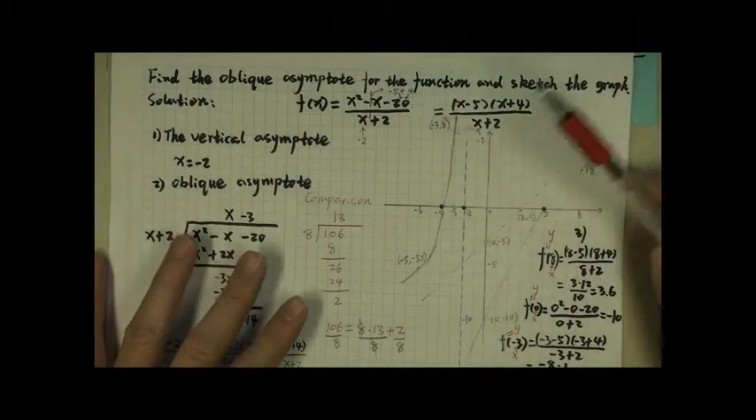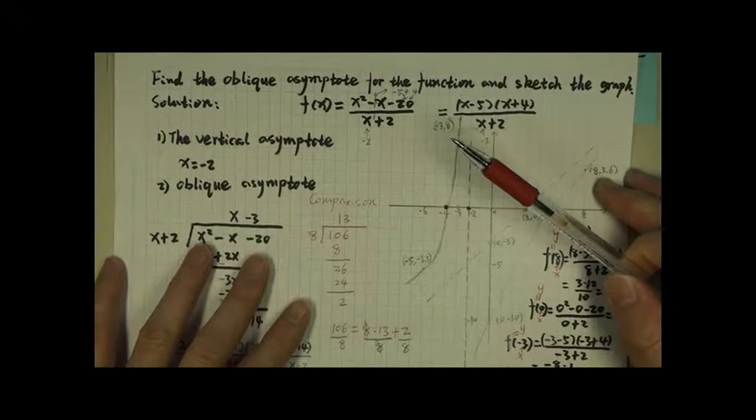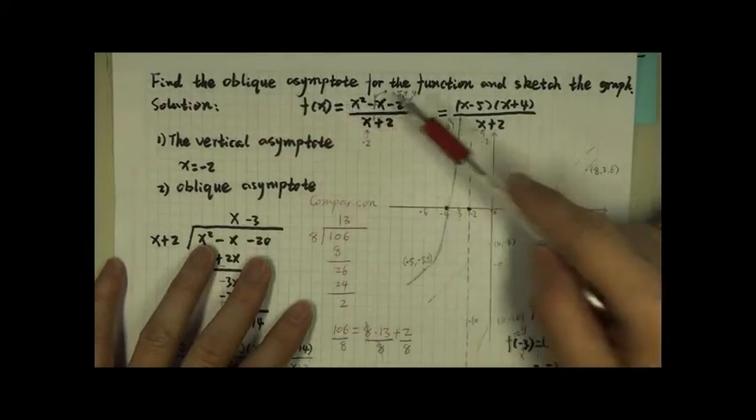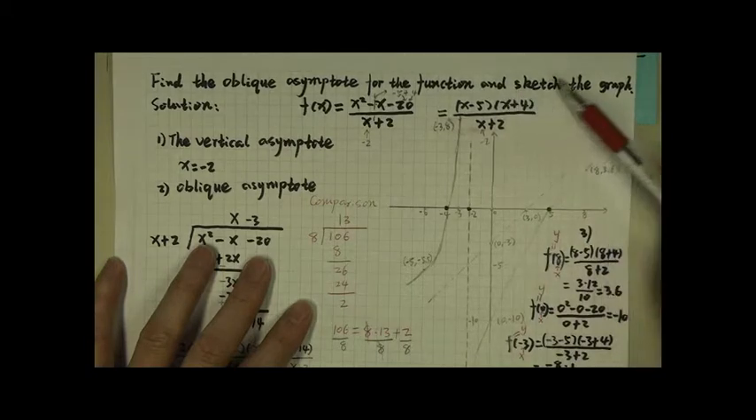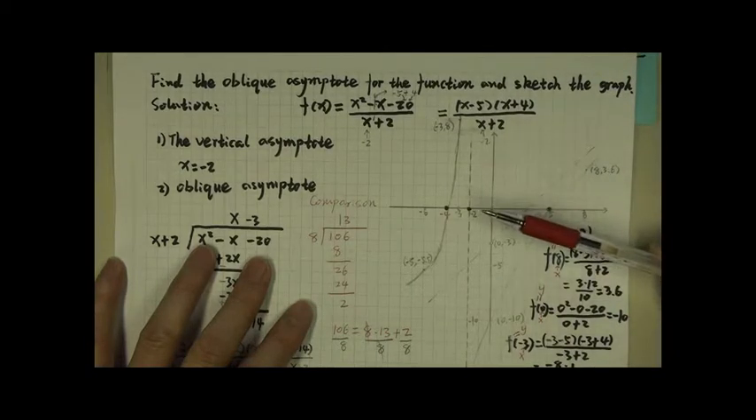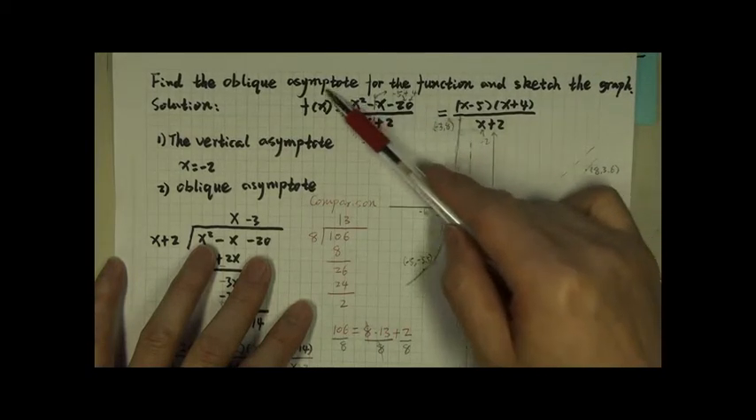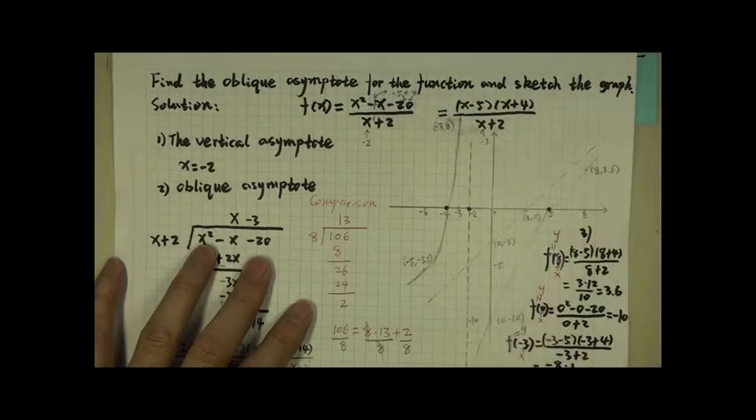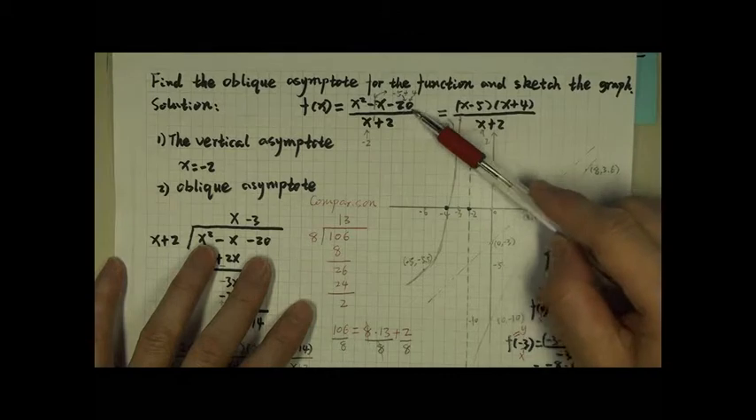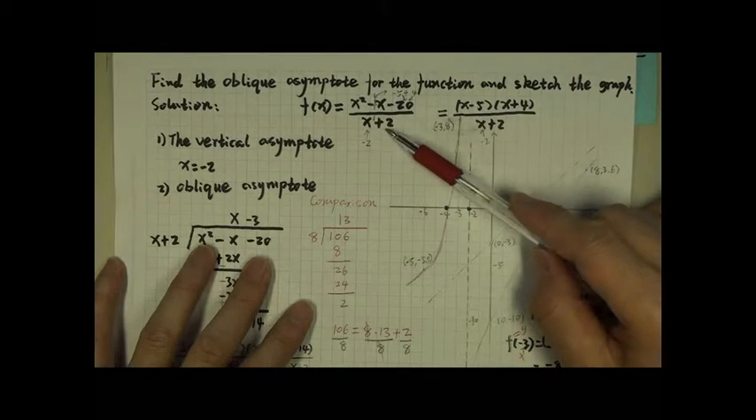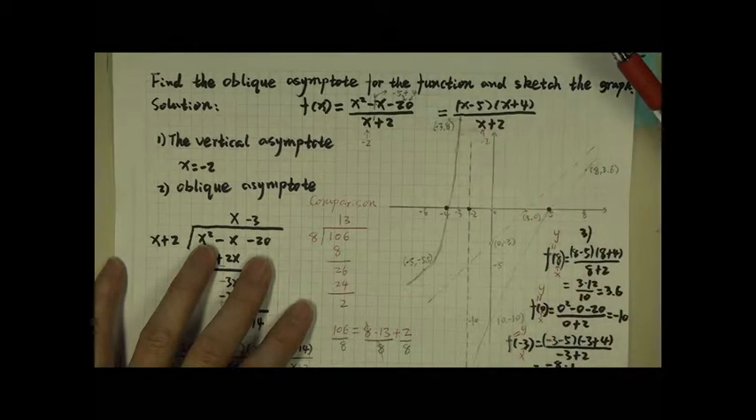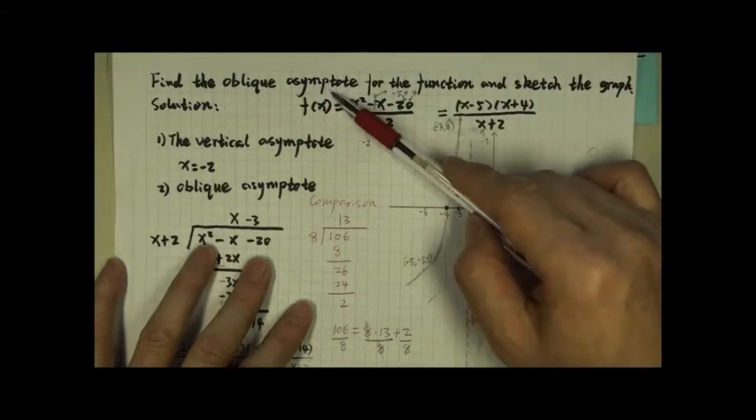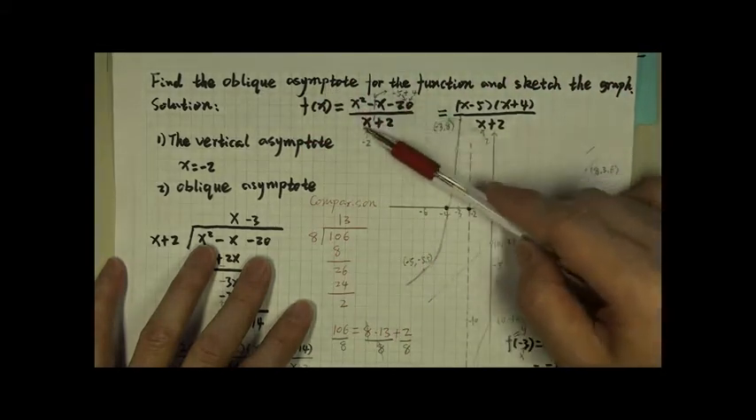In this lecture, we will talk about how to find the oblique asymptote for the function and sketch the graph. The given function is f of x equals x squared minus x minus 20 over x plus 2. We want to find out the oblique asymptote and graph this rational function.